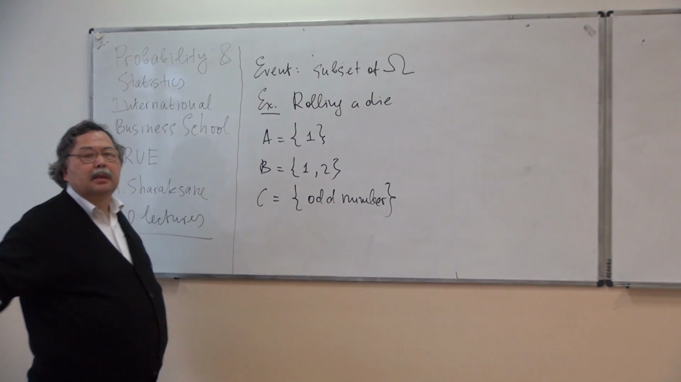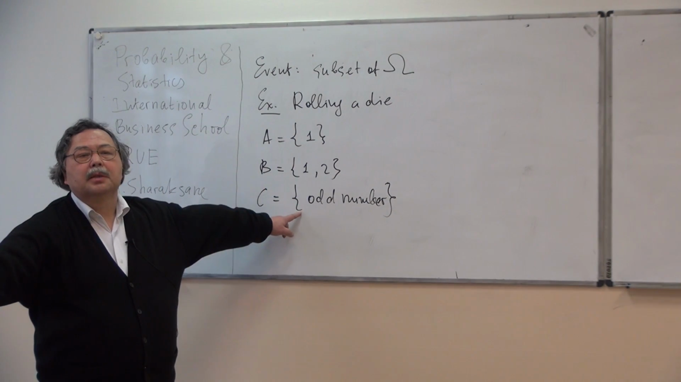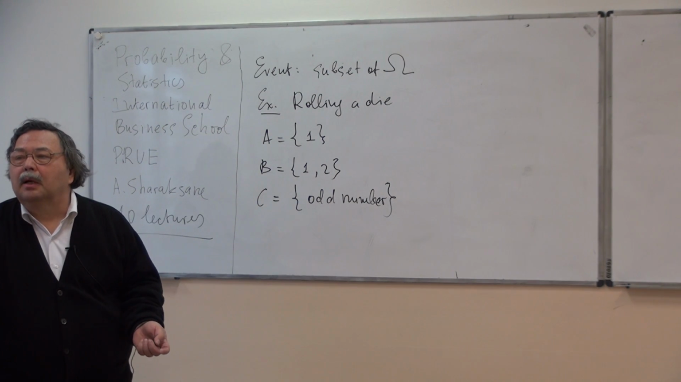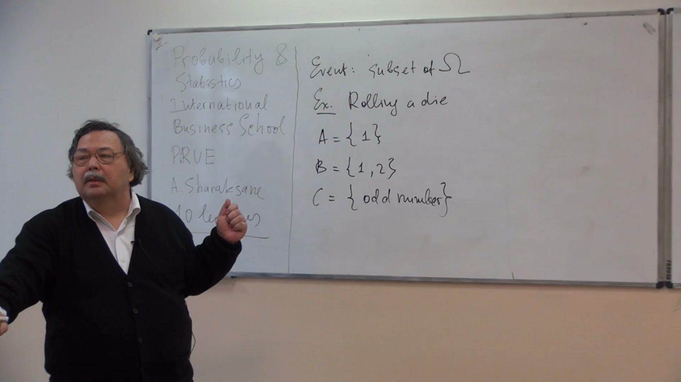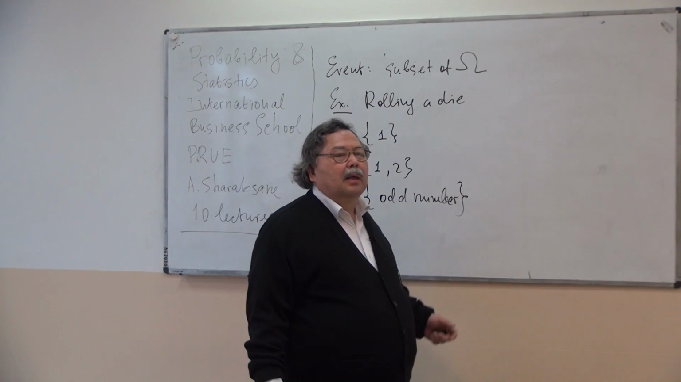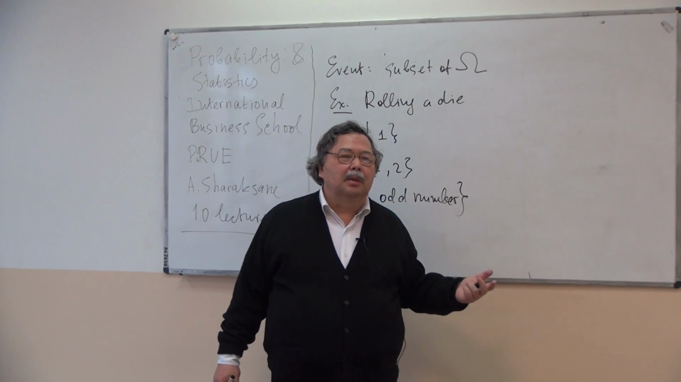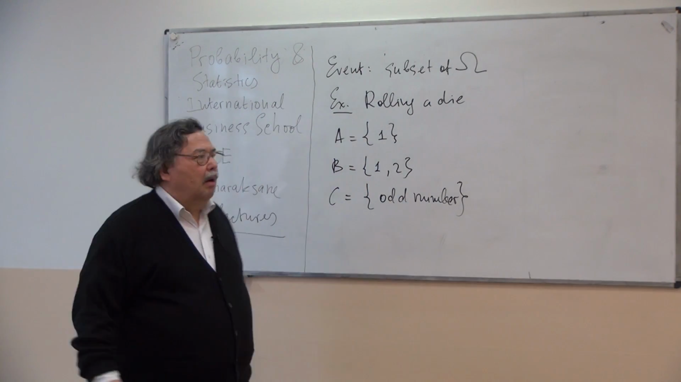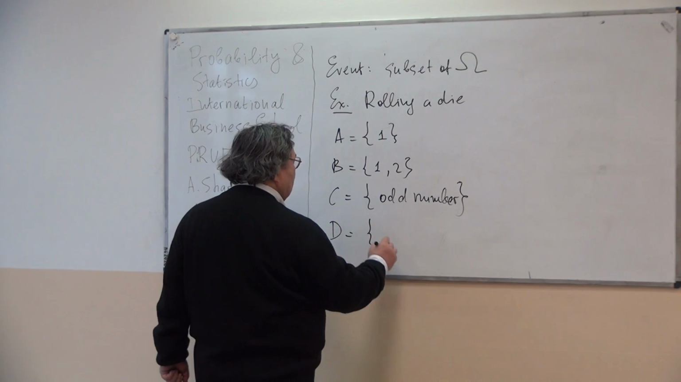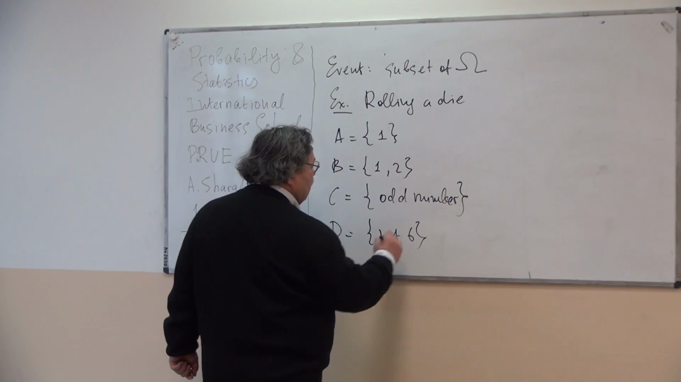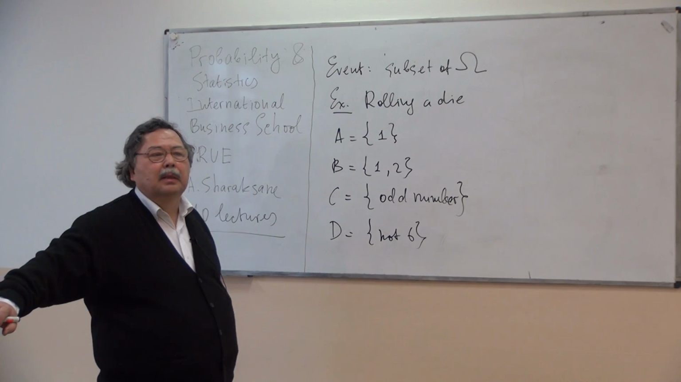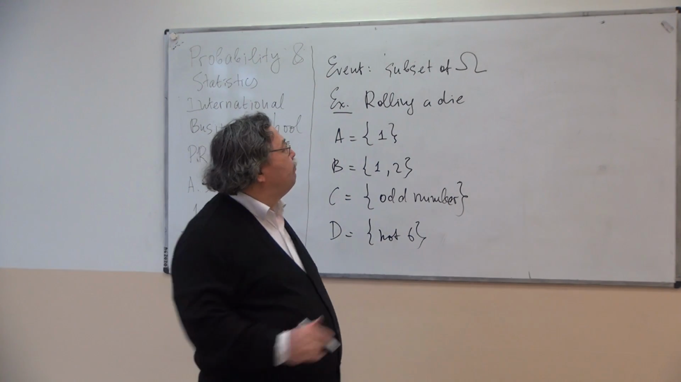C: well, rather than listing the elements here, I prefer to give a verbal description. So the event C is defined as getting an odd number. How many outcomes are contained in this event? 3, it's 1, 3, and 5, obviously. And the event of getting an even number also contains 3 outcomes. D: the event of not getting a 6. How many outcomes does it contain? 5, obviously, 1 to 5, okay?